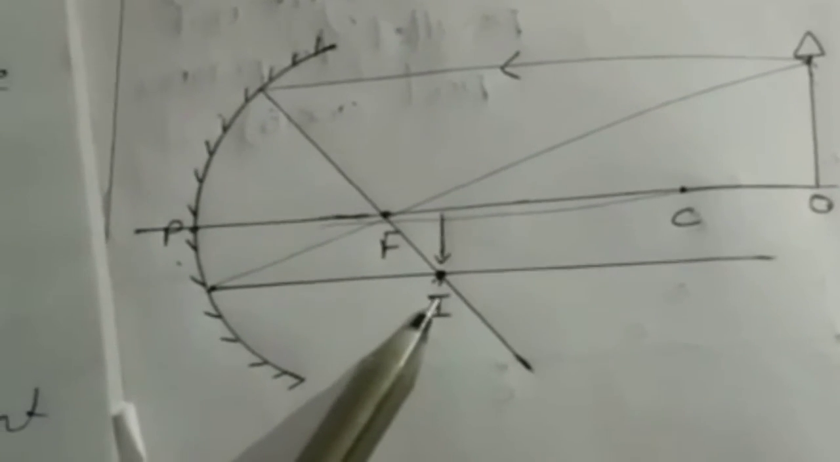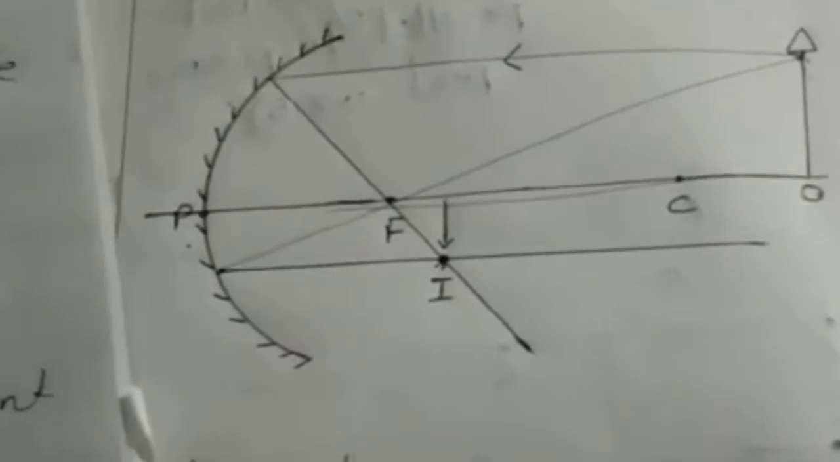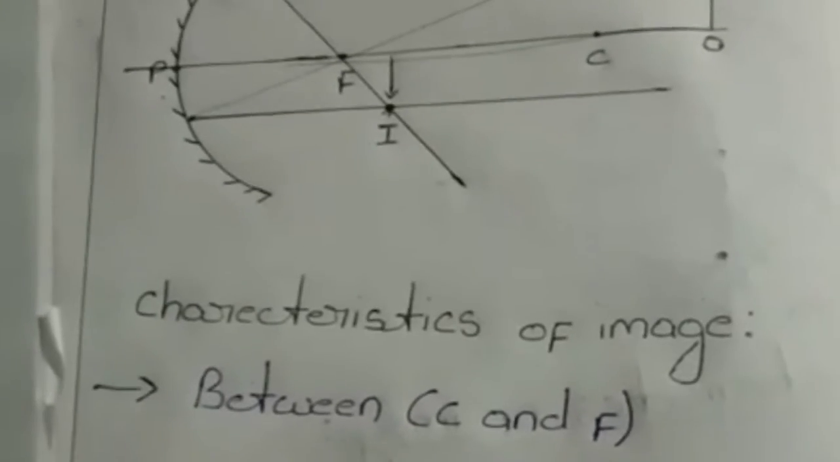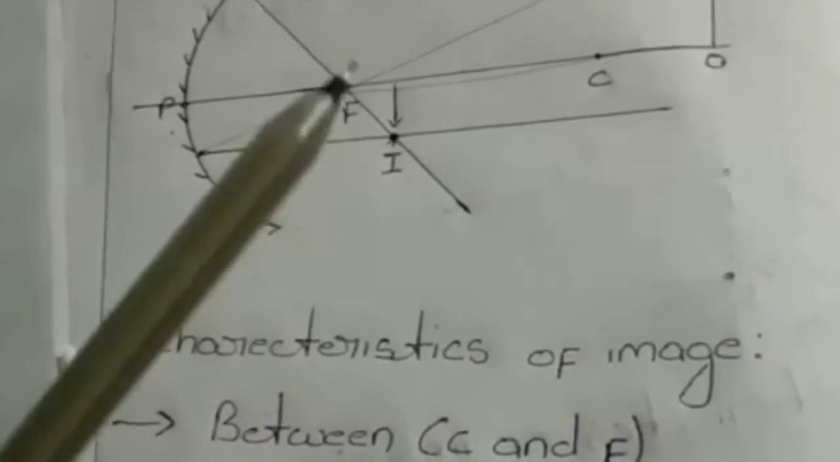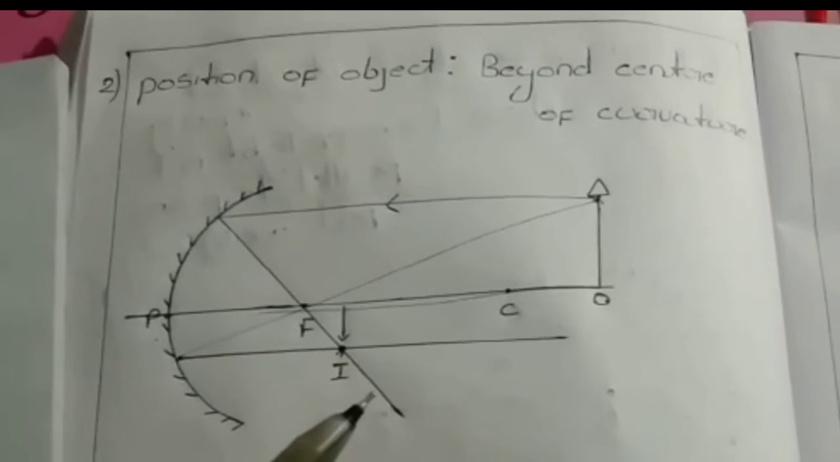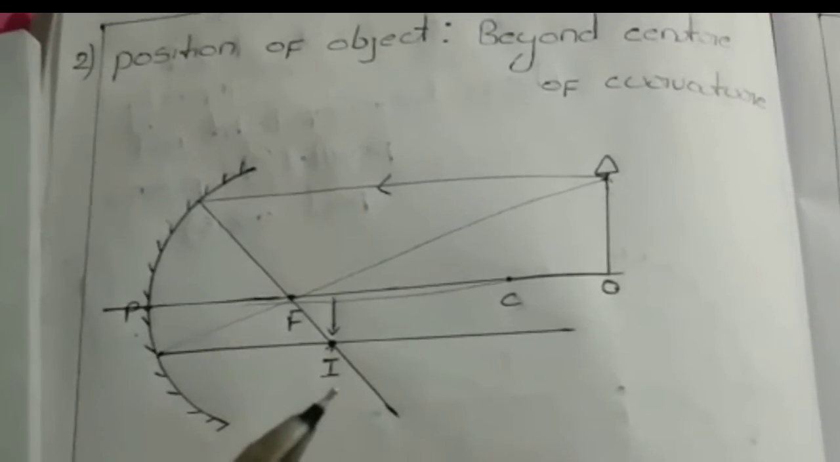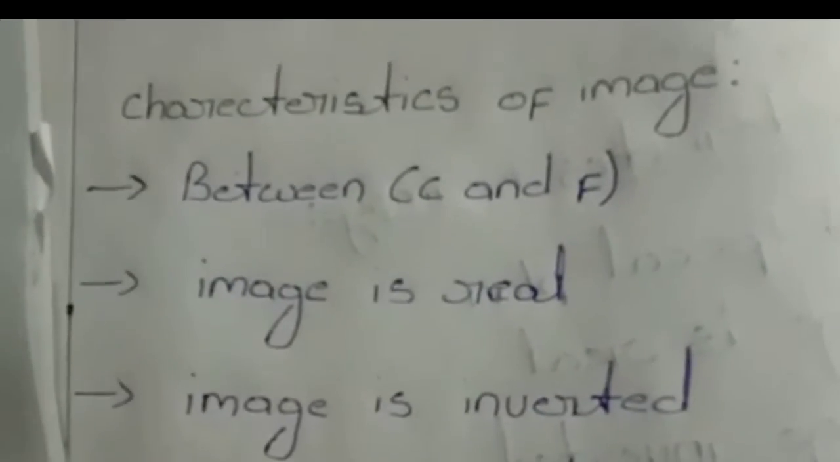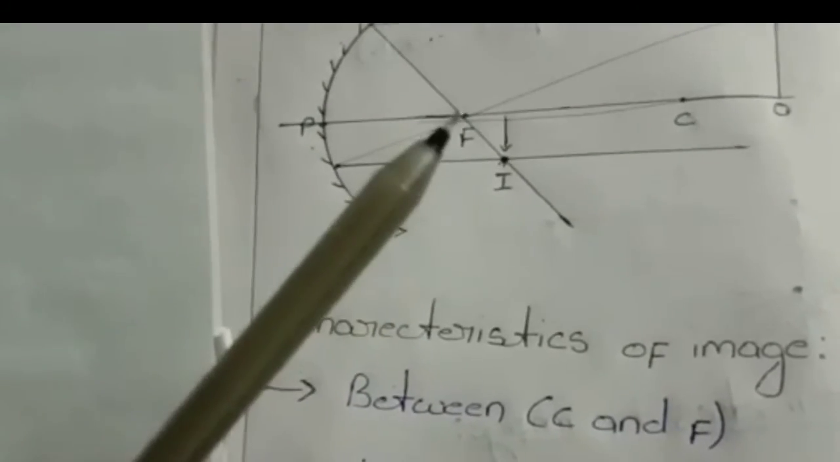Draw the normal, friends, from the intersecting point. So now we can write the characteristics of this image. Where is the image formed? At the intersecting point between C and F. Is this image real or not? Yes, this is a real image, because we have proven it in the lab activity, and here the reflected rays converge, so the image is real. The real image is inverted, so this is inverted. What is the size of the image, friends? It is diminished. Diminished means smaller than the object.